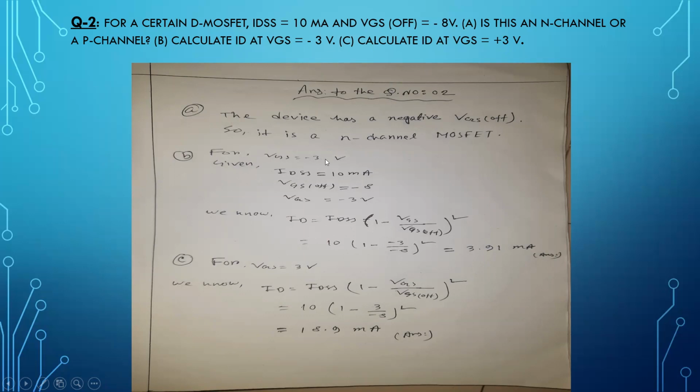For VGS equal to negative 3 volt, we know ID equals IDSS into (1 minus VGS by VGS(off)) whole squared. So we get the value of ID equal to 3.9 milliampere. And for VGS equal to positive 3 volt, we find the value of ID equal to 18.9 milliampere.